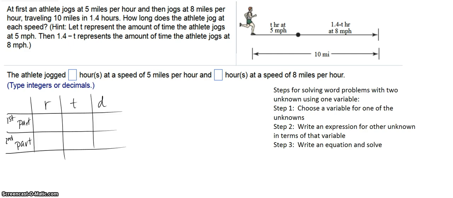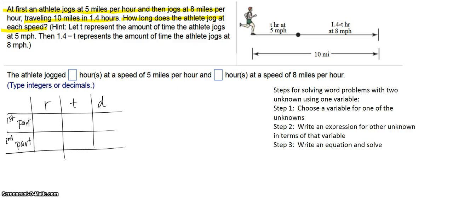Let's take a moment to read it. At first, an athlete jogs at 5 miles per hour and then jogs at 8 miles per hour, traveling 1.4 hours in 10 miles. How long does the athlete jog at each speed?